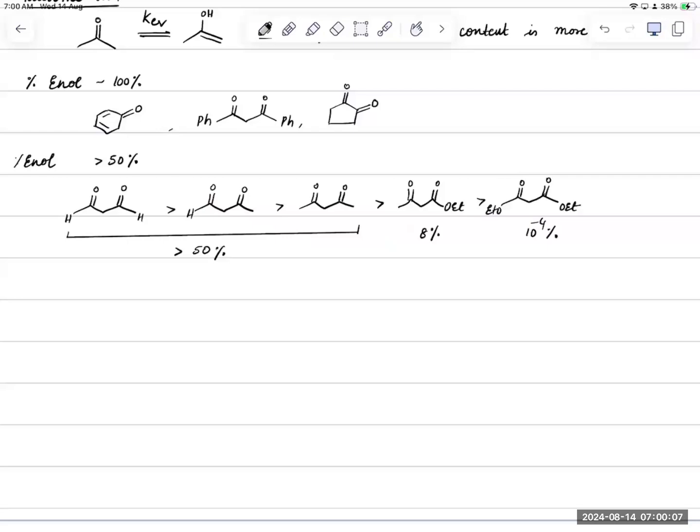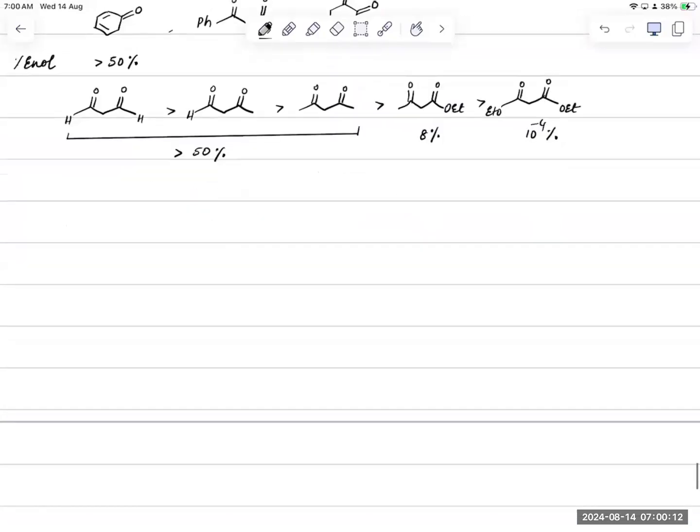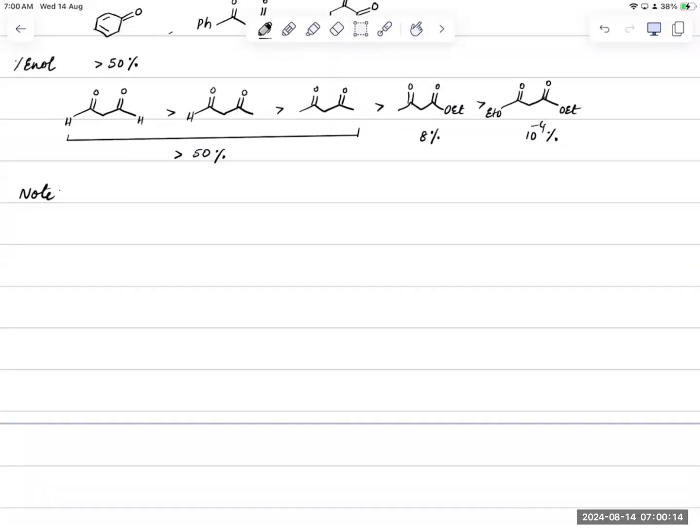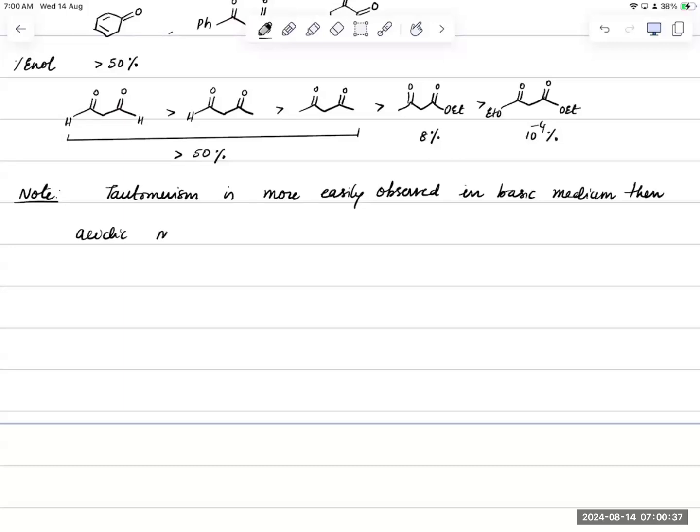If you notice, the tautomerism happens better in basic medium compared to acidic medium. So that is an important note we need to check, that tautomerism is more easily observed in basic medium than acidic medium.